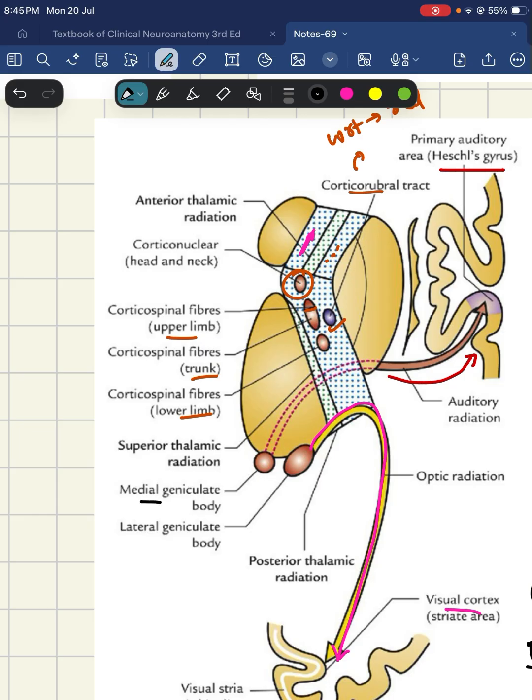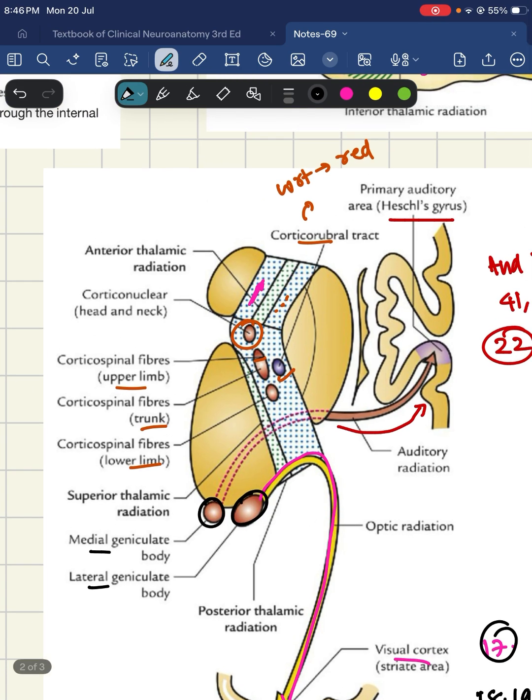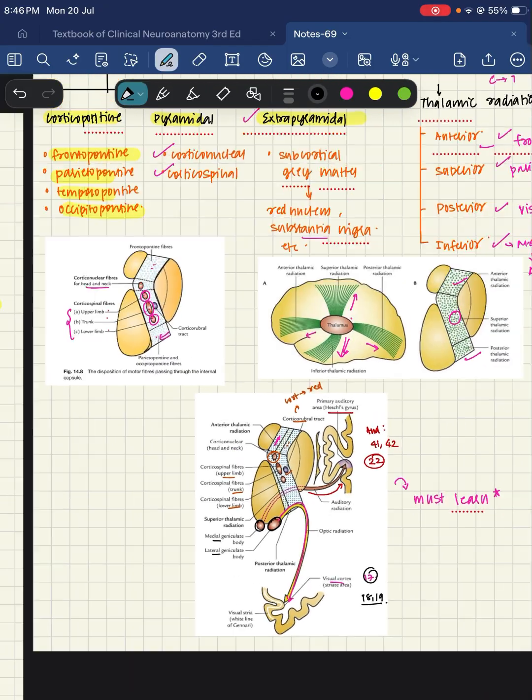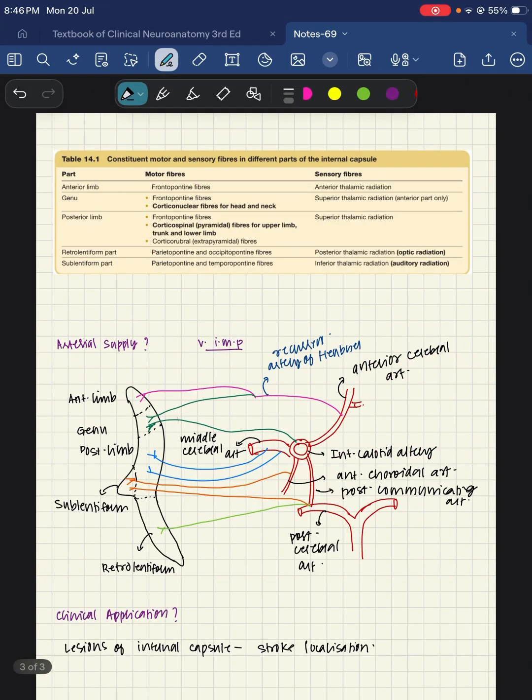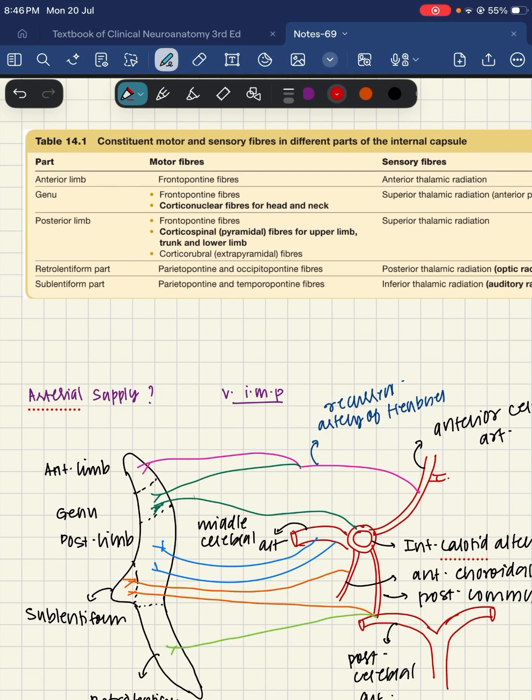The medial geniculate body and the lateral geniculate body also you have to draw in this diagram, because the auditory radiations will pass through the medial geniculate body, and the optic radiations will pass through the lateral geniculate body. I think you have some code for remembering this in physiology. I'm just briefly describing it. Okay, so the next part. There is the summarizing table over here, summarizing the fibers which pass through each part.